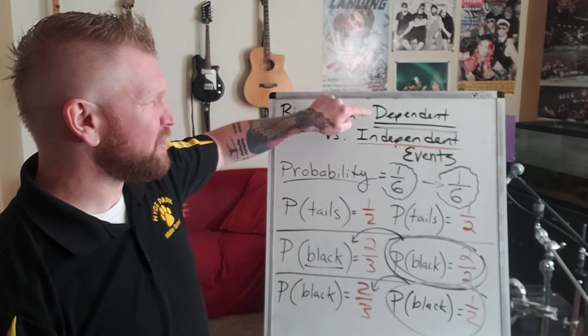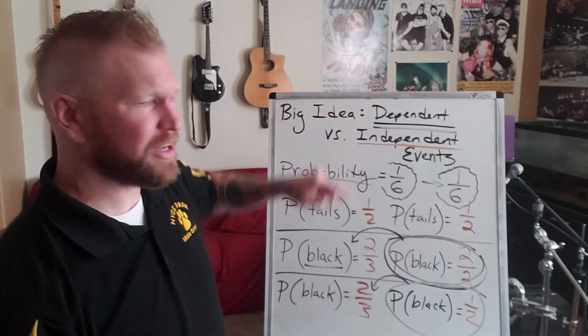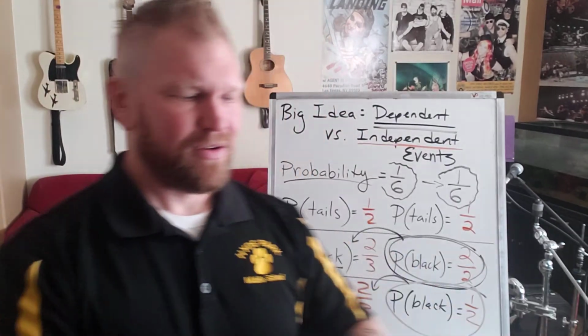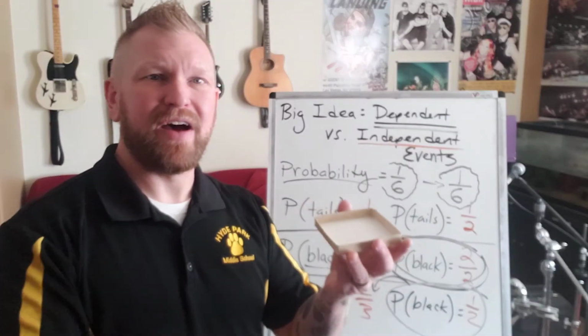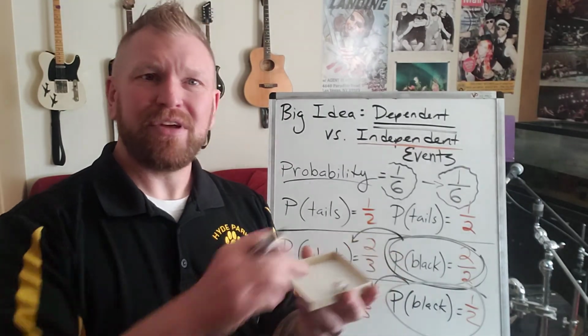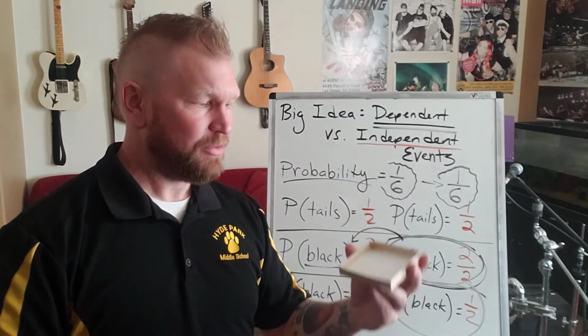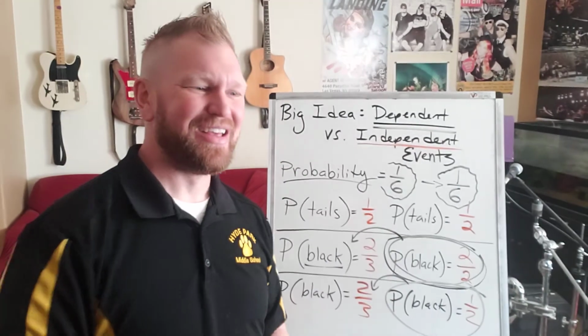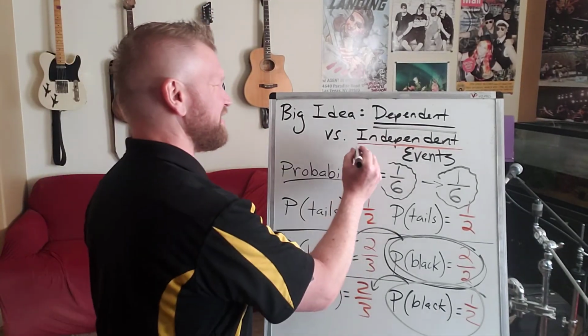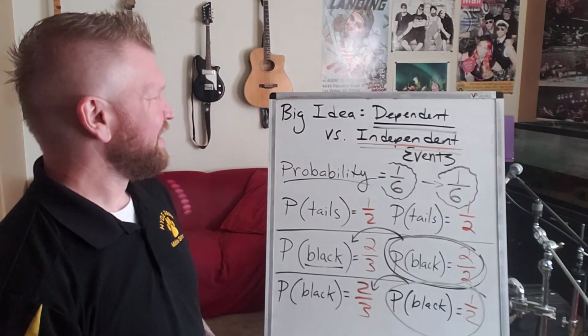Does that mean that the die question was dependent or independent? When you rolled the die and tried to get a 5, the first time and the second time, dependent or independent? And if you said that those were independent, you're right. So they stay the same.